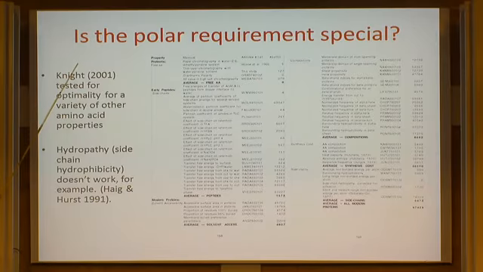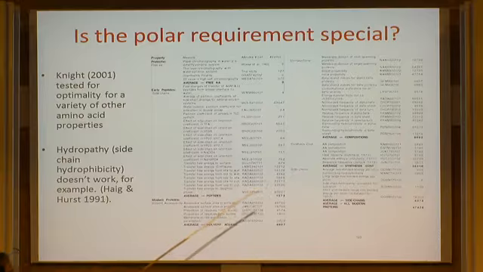The question is, is polar requirement special? What happens if you redo Hagen-Hurst's Monte Carlo calculation with something other than polar requirement? Rob Knight in his PhD thesis with Laura Landweber in 2001 did that exercise, and it's in the last few pages of the appendix of his PhD thesis.